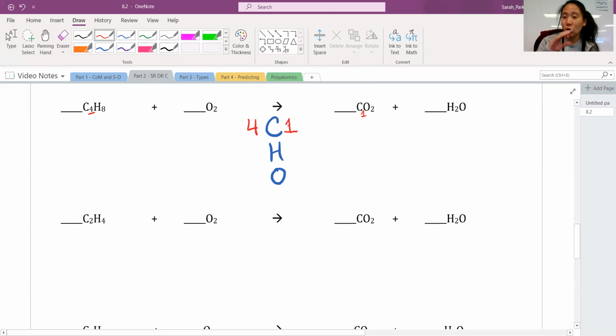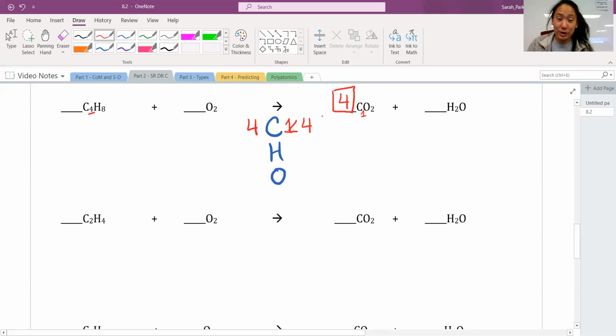CHO equations are the only ones I want you to do a little bit differently: focus on each letter at a time. So just do your C's. This is unbalanced. This one needs to become a 4. So you have to ask yourself, what number times 1 gets me to a 4? 4 times 1 gets me to a 4, but we'll focus on these oxygens in just a second. So now your carbons are balanced.